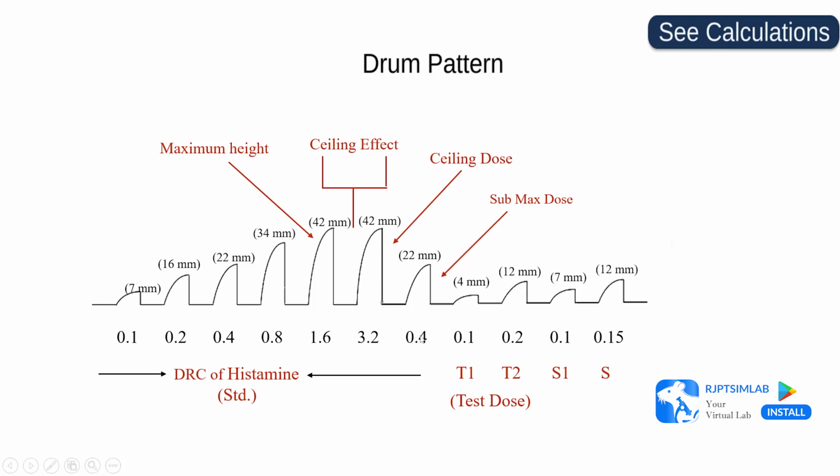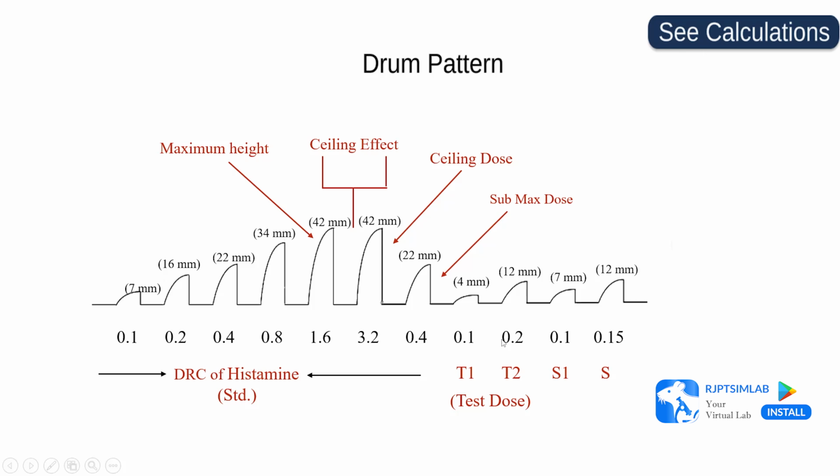And then after that, we have placed the 0.4 ml concentration. Now, why have we placed the 0.4 ml concentration? As we can see, the 0.4 ml is the submax dose. What is the submax dose? The submax dose is that dose which is greater than the lowest concentration, which is our 0.1 ml concentration, and which is less than the highest concentration, which is the 3.2 ml concentration. So the 0.2, 0.4, and 0.8 are the submax doses.